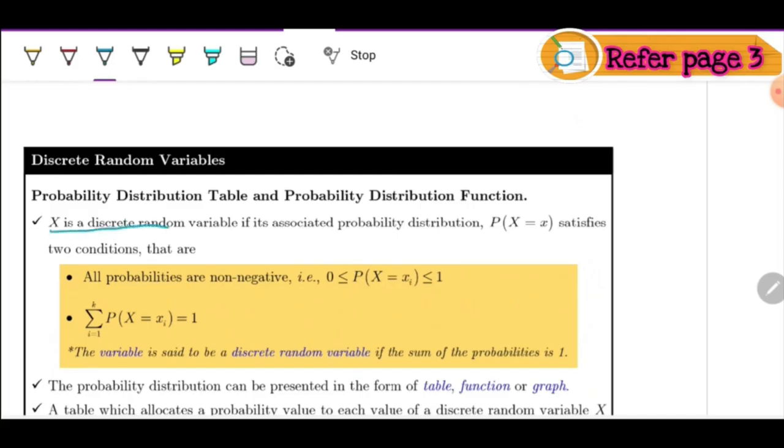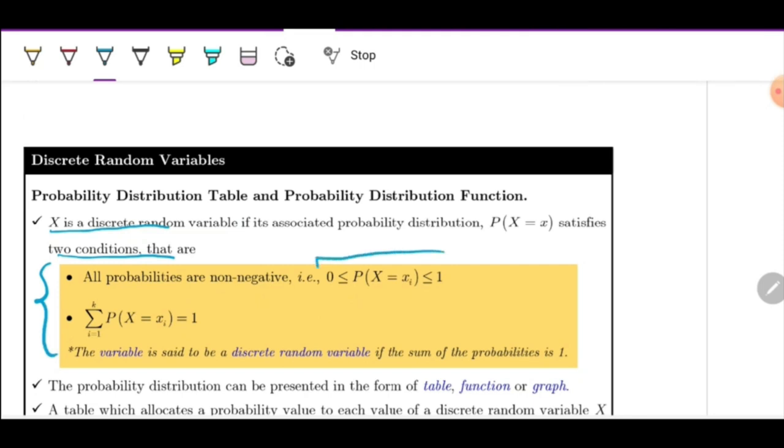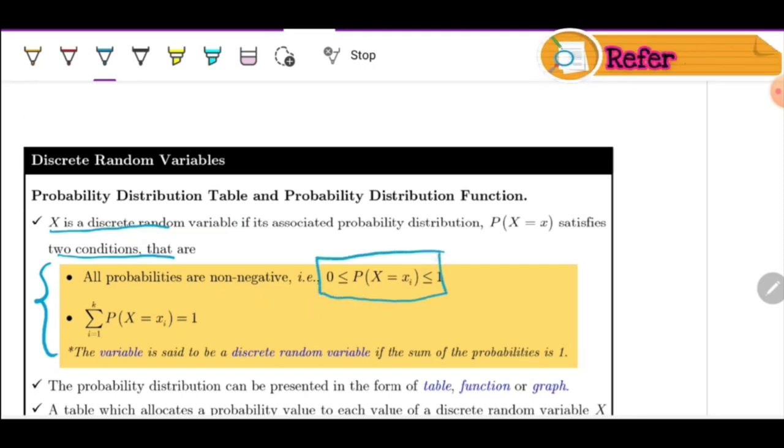X is a discrete random variable if it satisfies these two conditions. You need to memorize these two conditions. These two conditions are very important. The first one is the probability must be between 0 and 1. And the second one is the sum of the probabilities must equal 1.